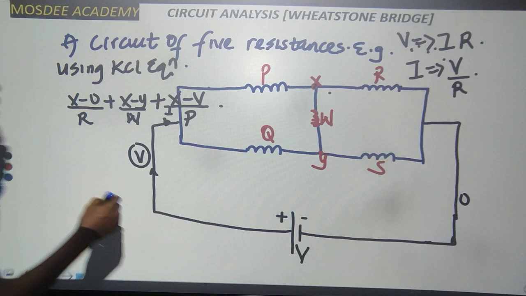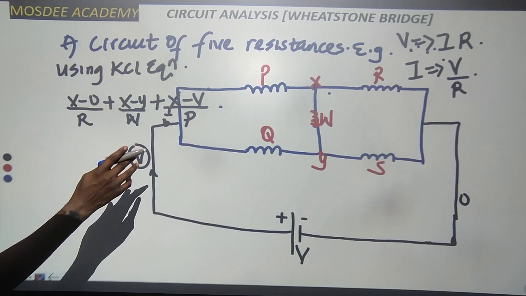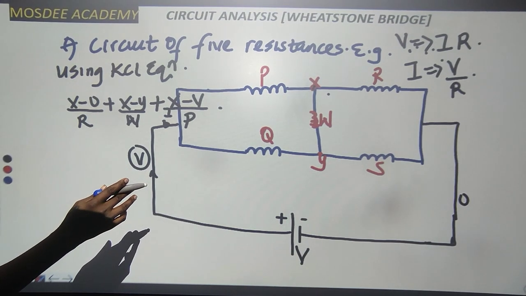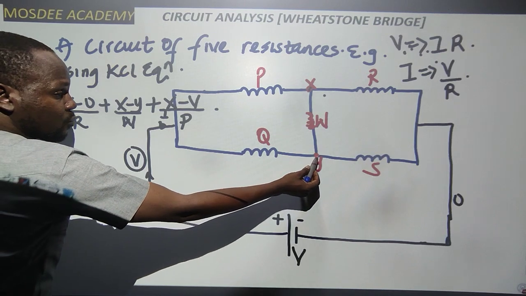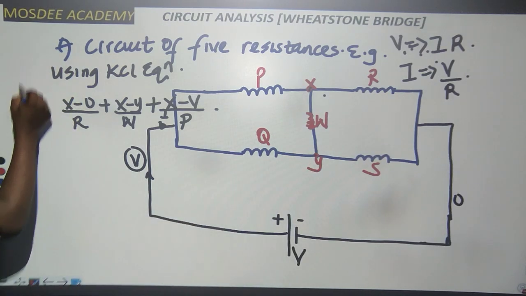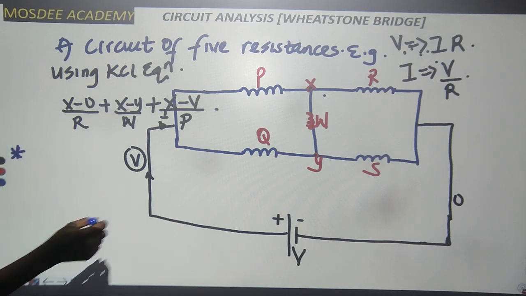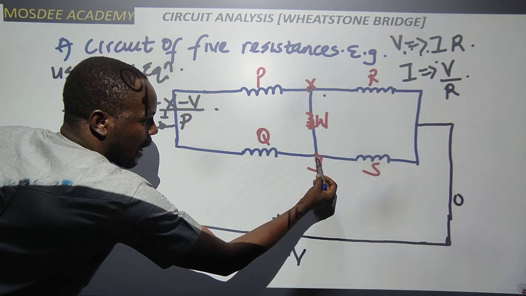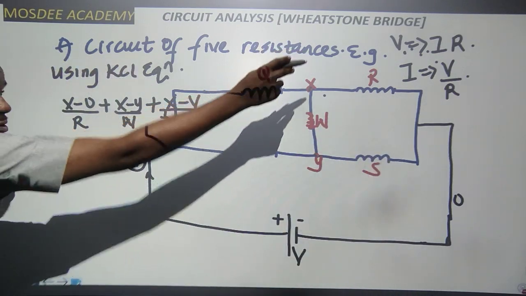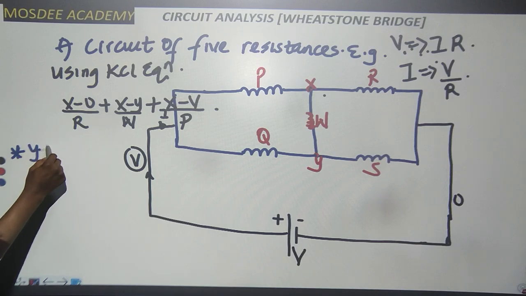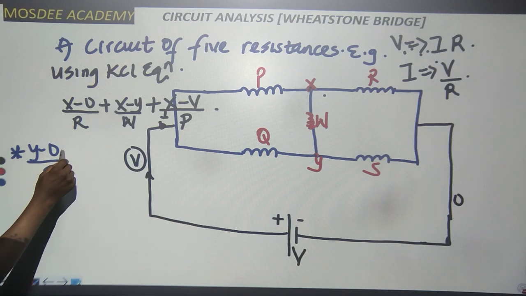Similarly, if I go by the KCL equation at the Y junction, I use the same principle. That was the X junction; the same thing at the Y junction. Current is moving from Y to the terminal of zero, so the voltage is Y minus zero, because current is voltage over resistance. Y minus zero over the resistance, which is Q.